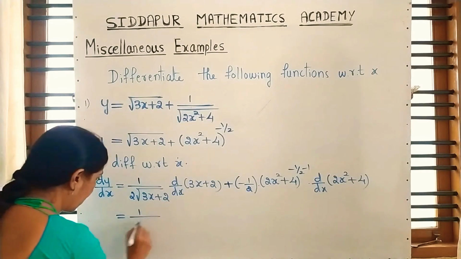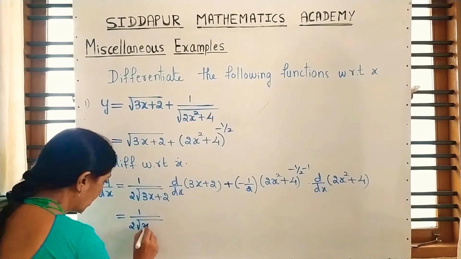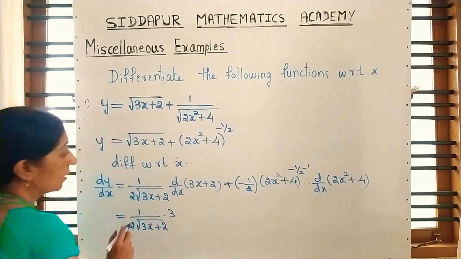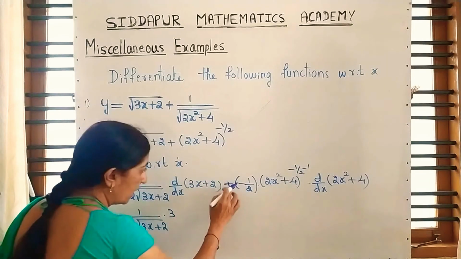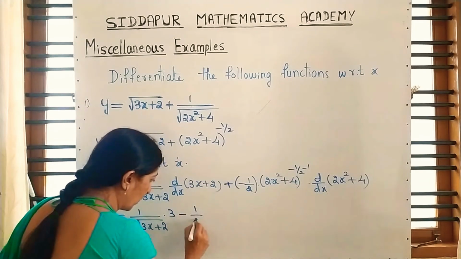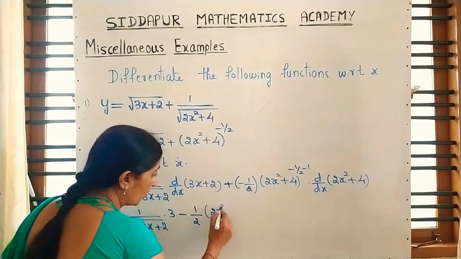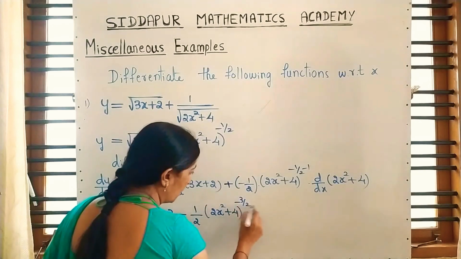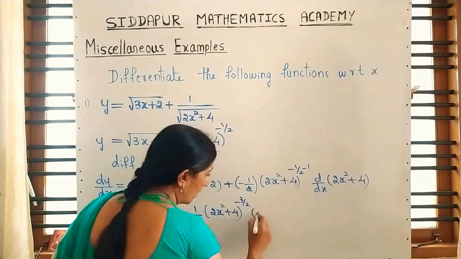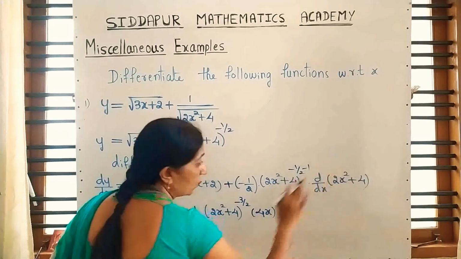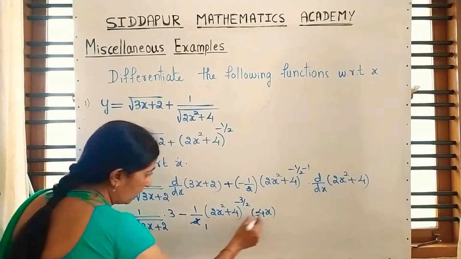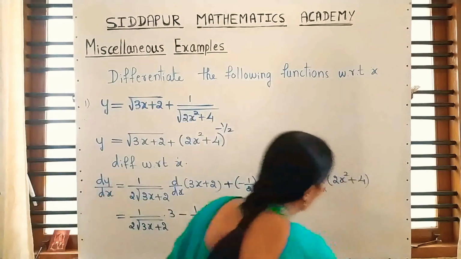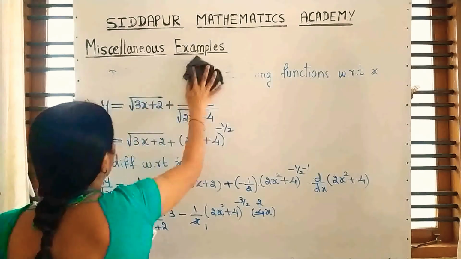This is 1 upon 2 root 3x plus 2. Differentiation of 3x plus 2 is 3 into 1 plus 2 is 0. And here plus into minus is minus 1 by 2, 2x square plus 4. What is minus half minus 1? Minus 3 by 2. And differentiation of 2x square is 4x, plus 4 is 0, no need to write that. Here 2 1s are 2, 2 2s are 4. And in the first term there is no cancellation. So after cancelling write down the remaining terms.